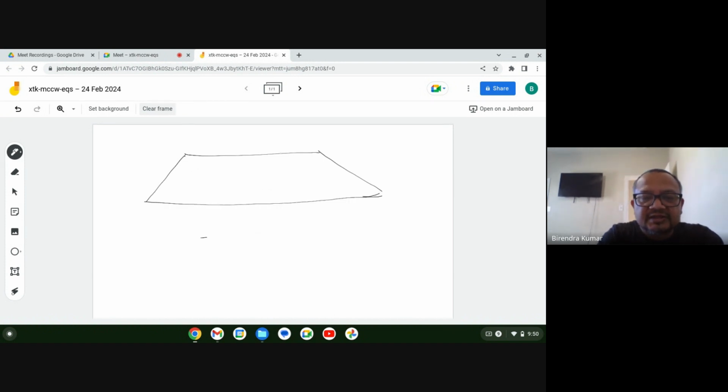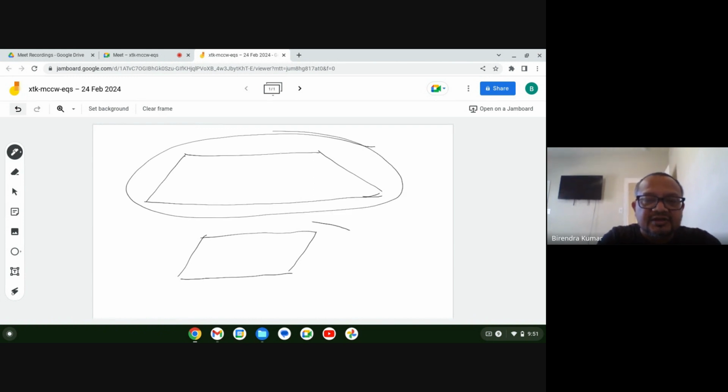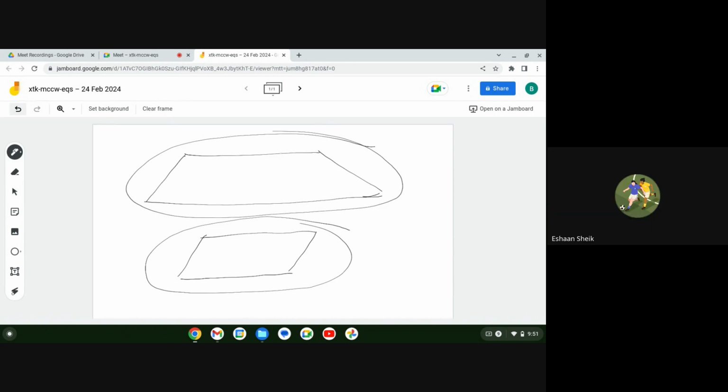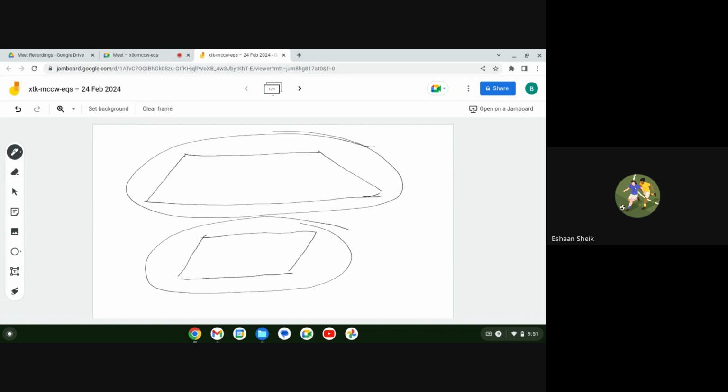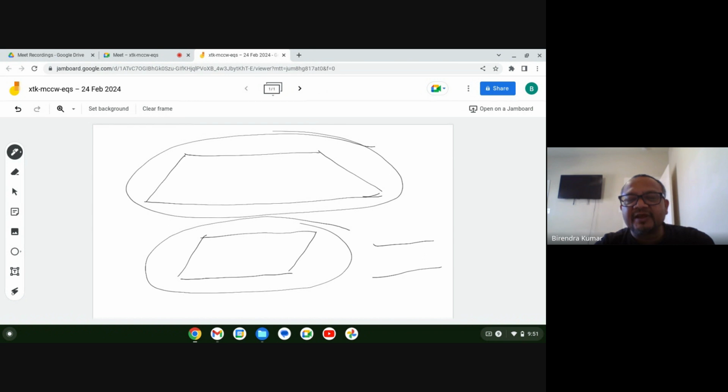This is called a trapezium, and this is called a parallelogram. Now, there's one thing that I have not explained to you. Do you know what a pair of parallel lines is? John, do you know what a parallel line is? Parallel lines are a pair of lines that don't meet each other.